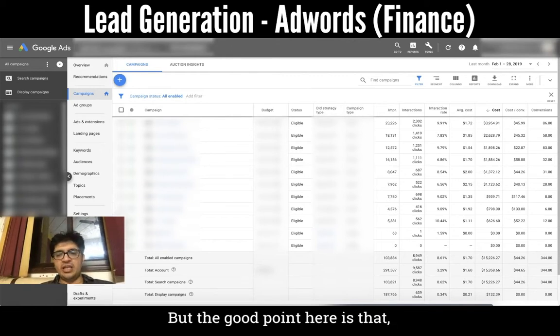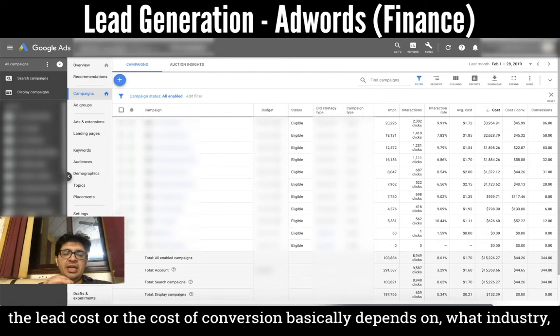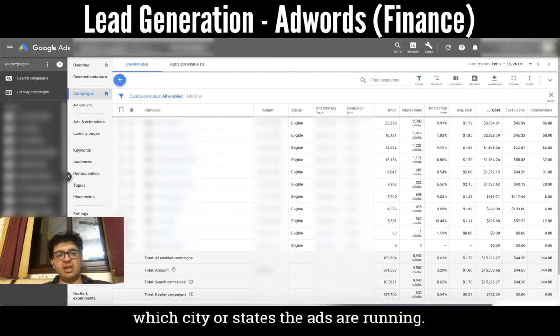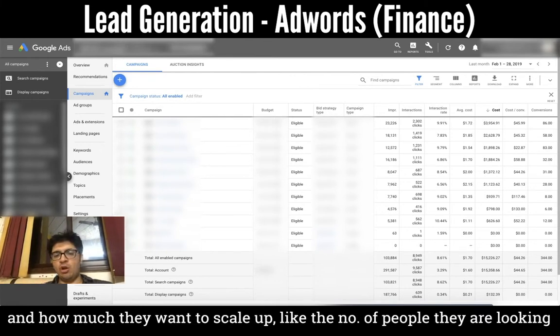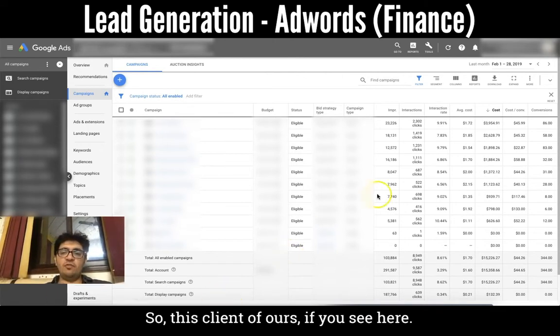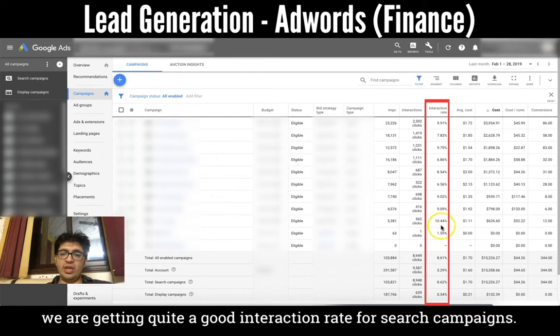But the good point here is that the lead cost, or the cost per conversion, basically depends on what industry, what the target market is, like which age group it is targeting, which city or state the ads are running, and how much they want to scale up, like the number of people they're looking to present themselves in front of, right? So for this client of ours, if you see here, we're getting quite a good interaction rate for such campaigns.